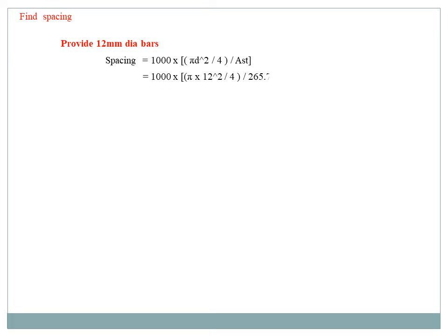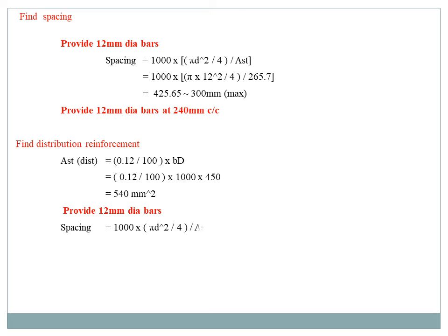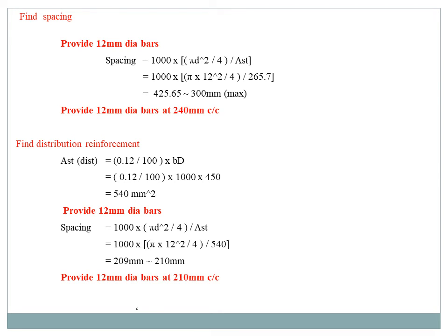Then as well as finding the spacing. So provide 12 mm dia bars. The spacing formula we already know: 1000 into pi d square by 4 divided by AST. So d is equal to 12 mm diameter. Finally you get 425.65 mm. Our maximum spacing value is 300 mm, so we need to take below 300 or take 300. So provide 12 mm dia bars at 240 mm center to center distance.